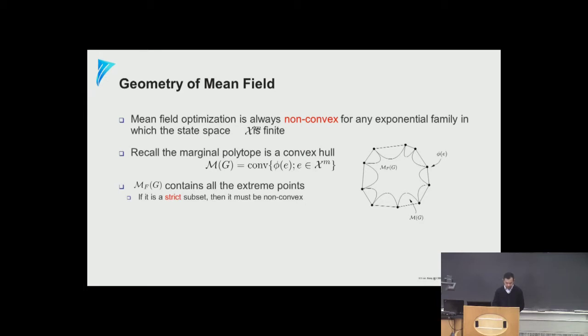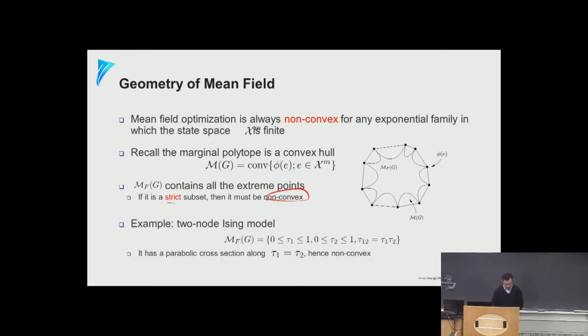So this is the geometry of mean field. You have the marginal polytope, which is convex, and then you are doing an inner approximation, and this is a strict subset. And also remember, this inner approximation must be non-convex, because the full space is convex. Anything that is within cannot be convex anymore, right? And then this is an analytic expression of a simple case.